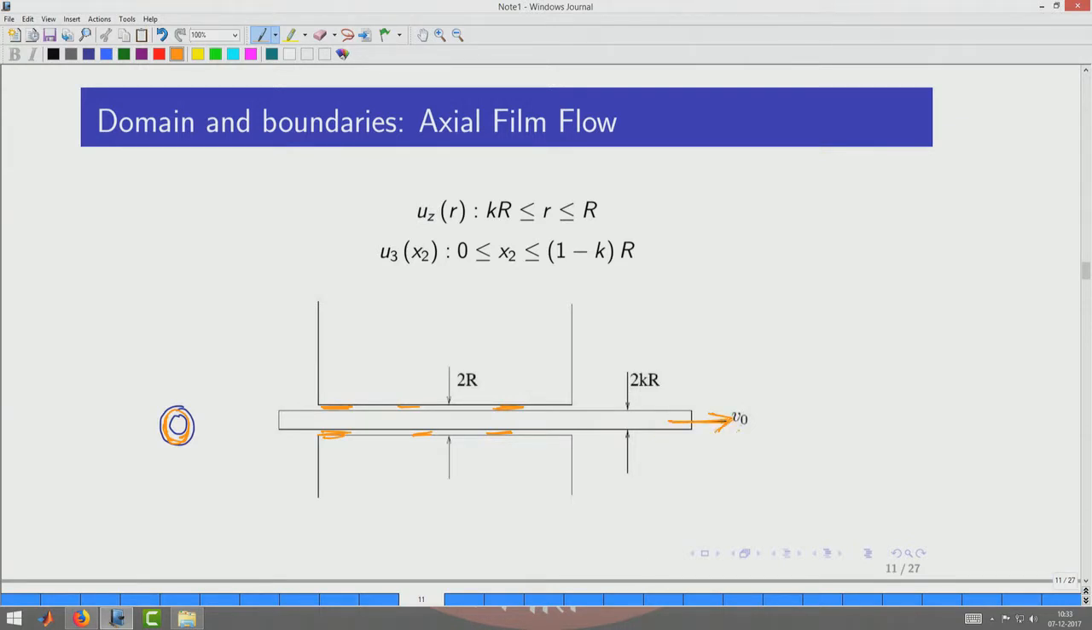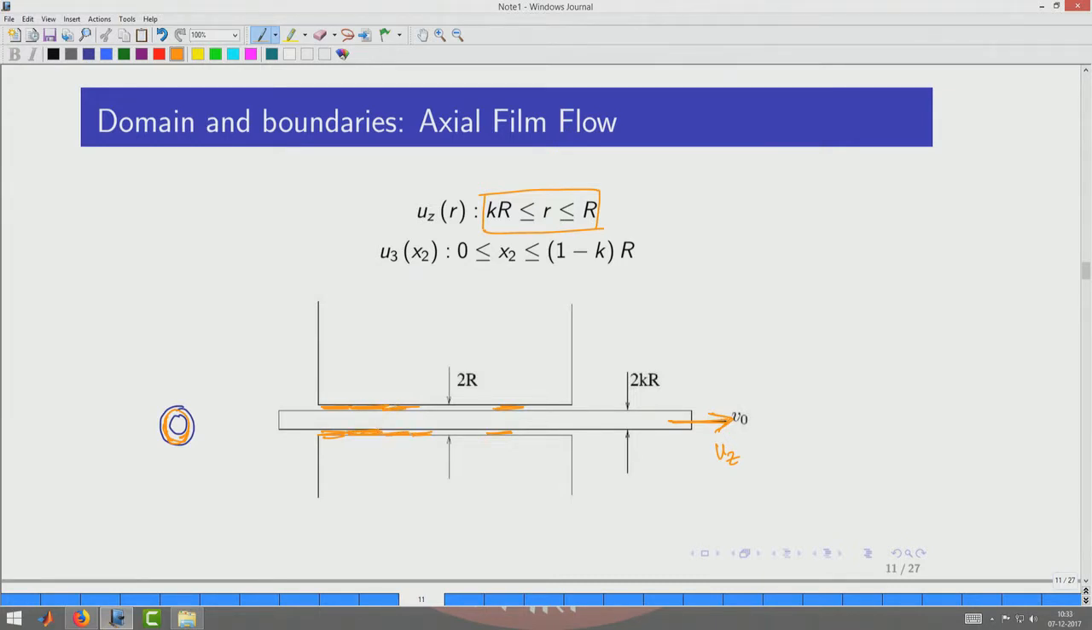So, if I want to call this direction as z, then the velocity will then become uz, and the domain is the annular region, which actually can be defined in cylindrical coordinate system in this manner. Okay, it is going from kr to r. So, it is only this gap that is our domain. Okay. So, rest of it is not of our concern at this moment.